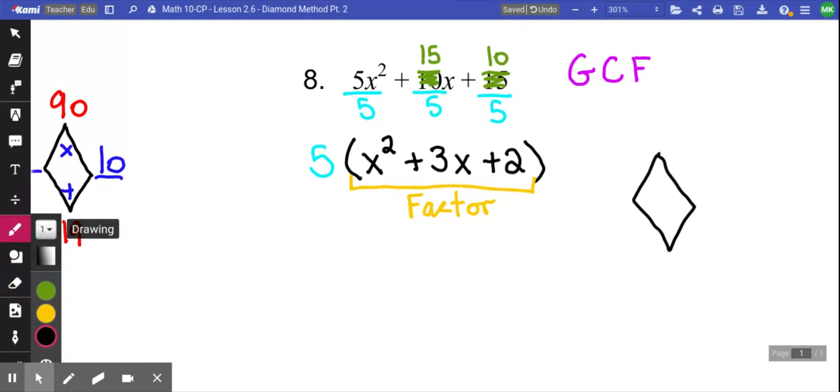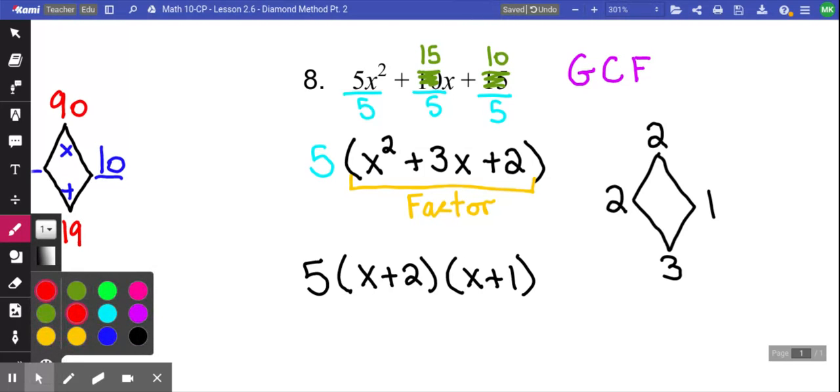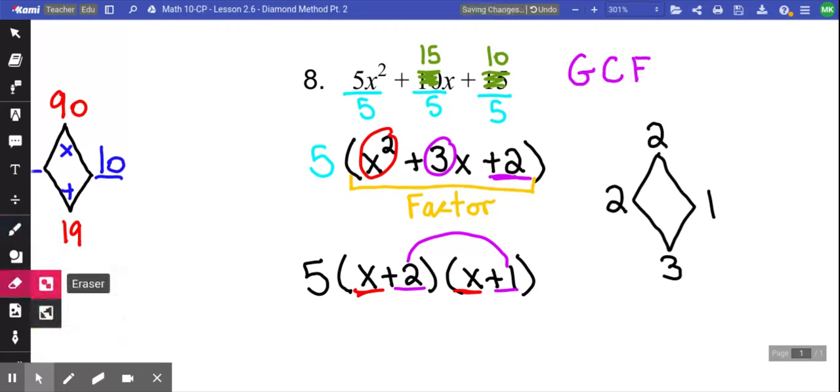Reversing my diamond a little bit. So now I'm looking for things that multiply to be 2 and add to be 3. The sides of the diamond would be 2 and 1, making my final answer. There's still a 5 out front. Then I have x plus 2, and then I have x plus 1. The x's multiply together to become x squared. The 2 and the 1 multiply together to be 2. And if you added these two together, it becomes 3. That is my final answer.